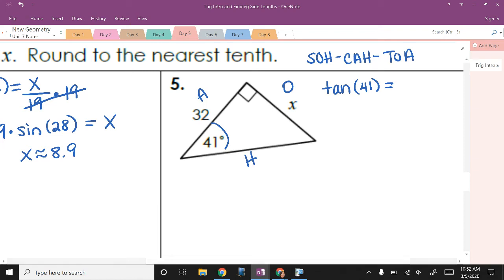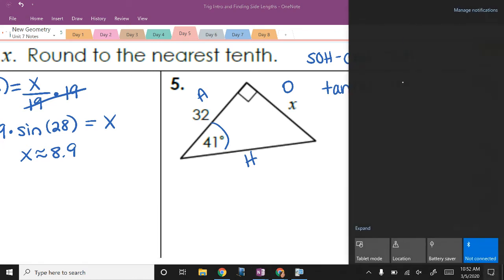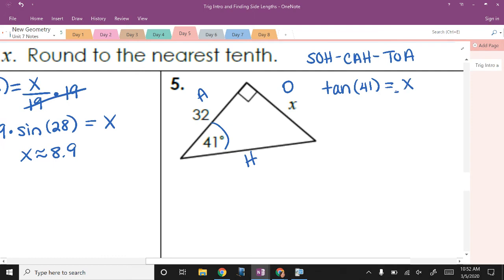So what is opposite? X over what is adjacent? 32. So solve the equation for x. What do we do? Multiply times 32 on both sides.